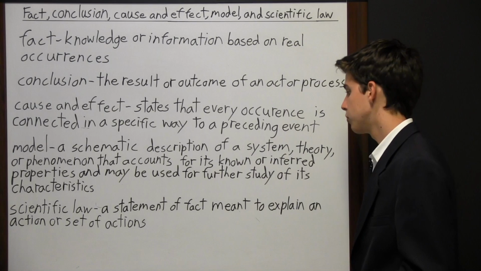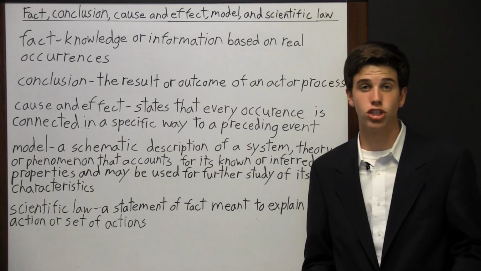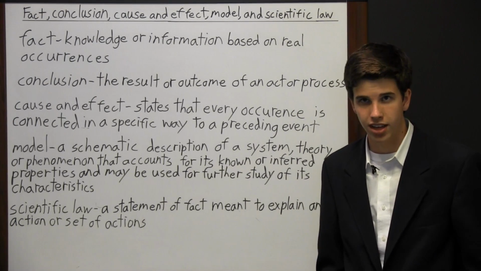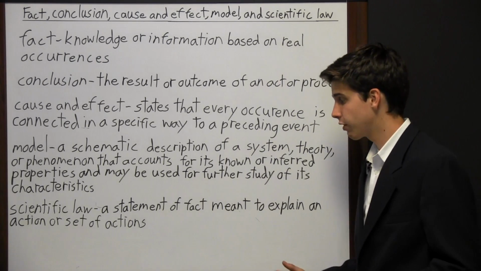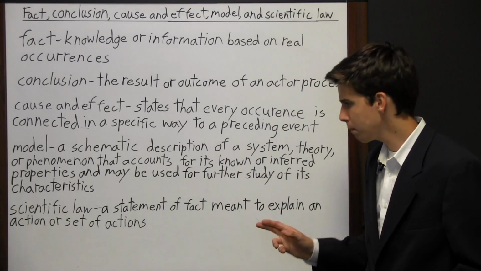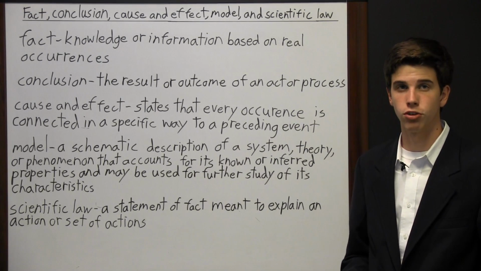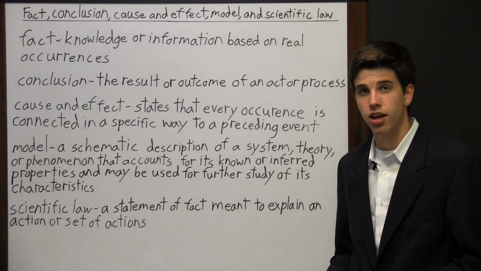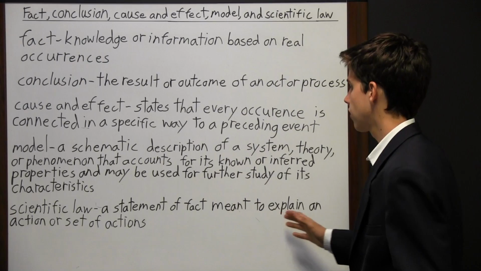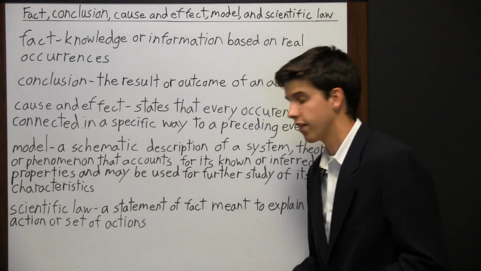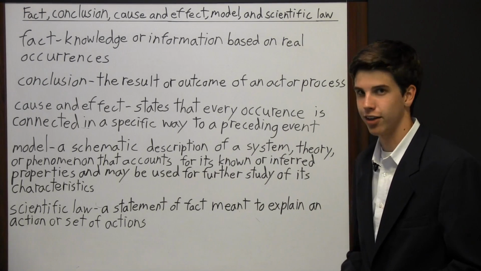And then we have scientific law, which is a statement of fact meant to explain an action or set of actions. And so it is generally accepted to be true and universal, and they can sometimes be expressed in terms of a single mathematical equation. And so scientific laws are accepted at face value based upon the fact that they have always been observed to be true. Now, some scientific laws or laws of nature include the law of gravity, the law of thermodynamics, and Hooke's law of elasticity. And so again, a scientific law is a statement of fact. So this is something that has been proven to be true, and since it's always been observed to be true, it's accepted at face value.